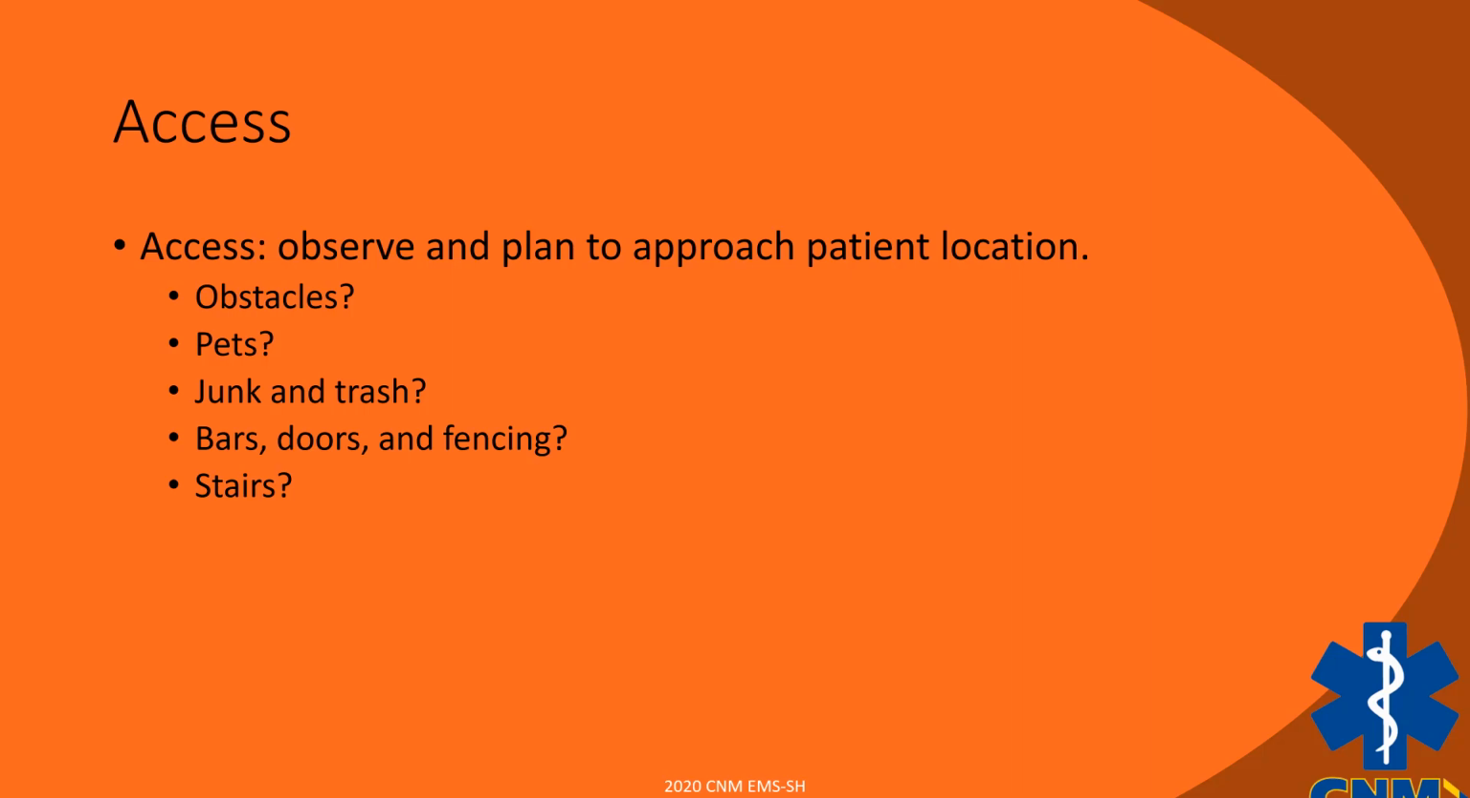Do I have to climb over a wall? Do I have to break through a window? What are the things that are preventing your access? And try to mitigate those as best as possible. So when we drive up to a location, we're looking at things like what the pathway to the house looks like, or maybe what the route walking up to the overturned car looks like.